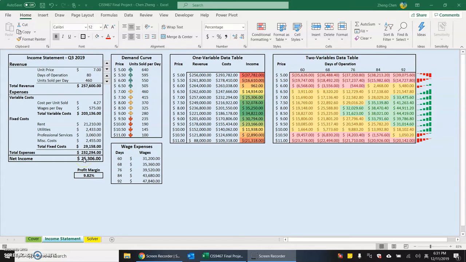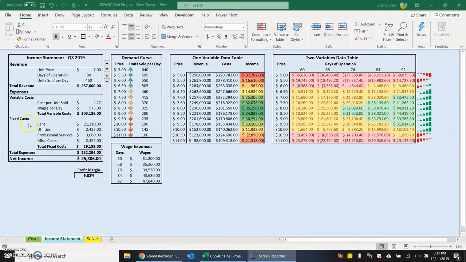So the income statement I have here has three main components. The first component is the revenue, the second one is the expenses, the third one is the net income. The revenue is calculated by unit price times the days of operation, and then times the units sold per day. And the expense section has two subsections. The first one is the variable cost, which depends on the number of units sold and the days of operation, because it's a wages payout every day.